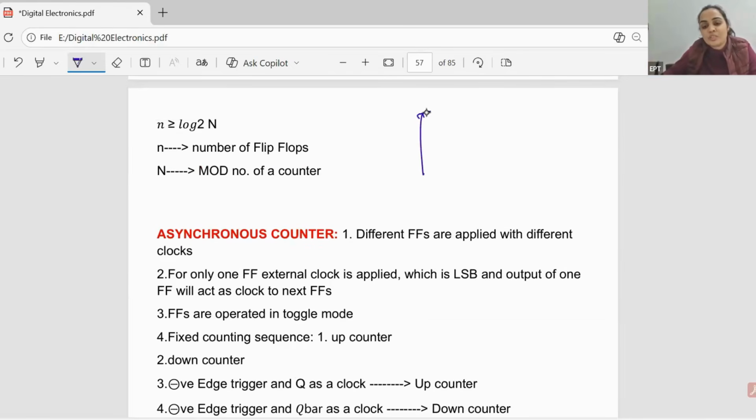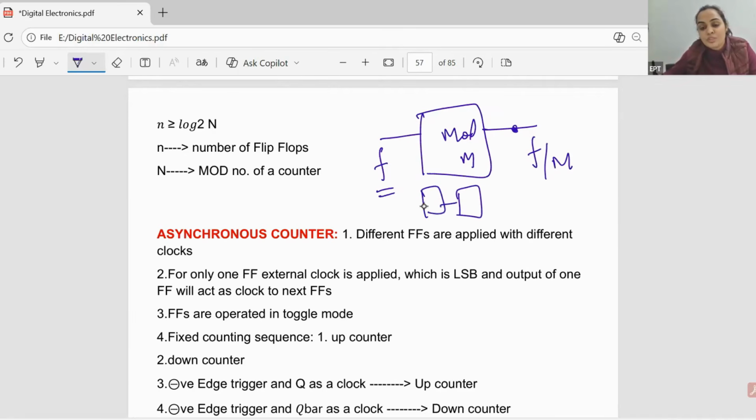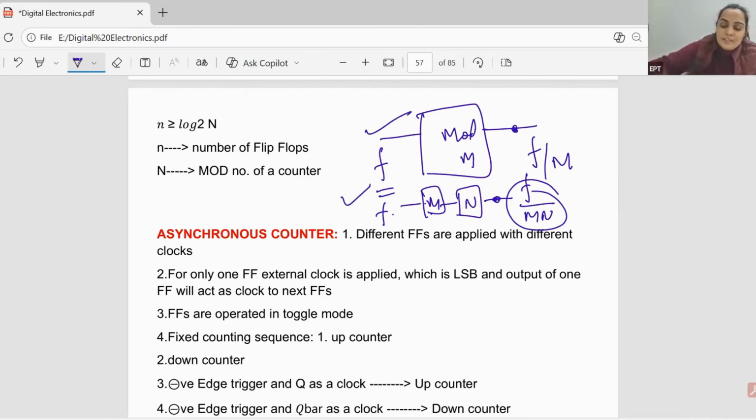Suppose this is a counter, and the mode of this counter is m, and f is the frequency of the clock signal, then the output frequency of this signal is going to be f upon m. And if you are cascading two counters, the mode of this counter is m and the mode of this counter is n, f is the input frequency, then the output frequency of this is going to be f upon m into n. Okay, this is a very important concept here.